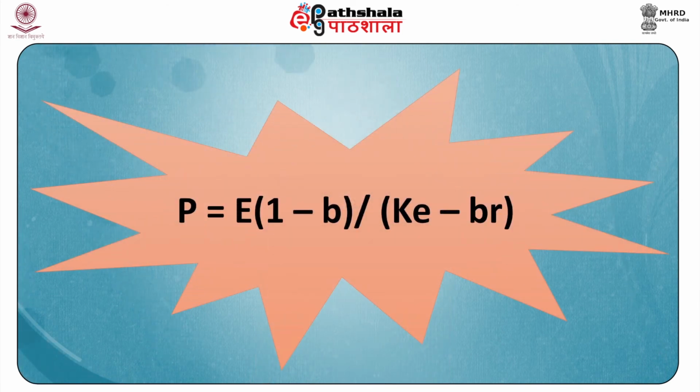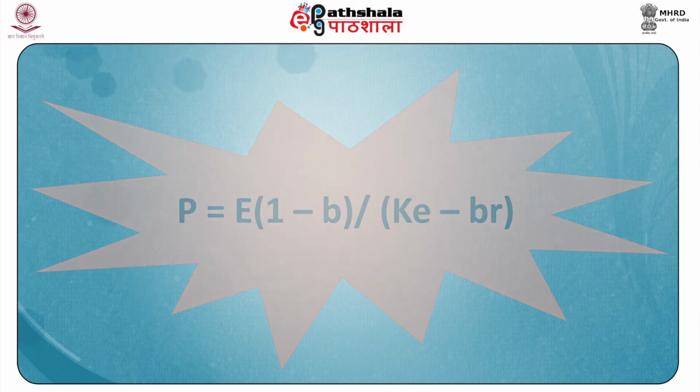Gordon's dividend capitalization model gives the value of stock as P is equal to E (1 minus B) divided by (KE minus BR), where P stands for share price, E stands for earning per share, B retention ratio, 1 minus B dividend payout ratio, KE cost of equity capital, BR growth rate, G.